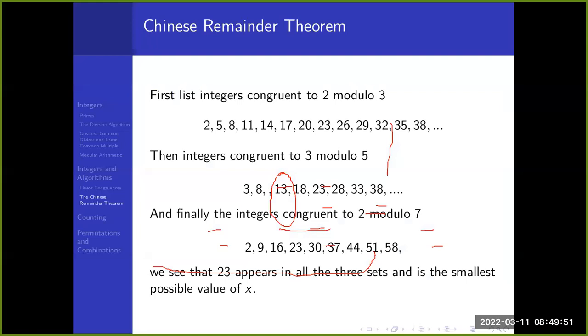So first of all, we know that the integer satisfies this condition. It's congruent to 2 modulo 3. So what we do is we make a list of all the integers that are congruent to 2 modulo 3.